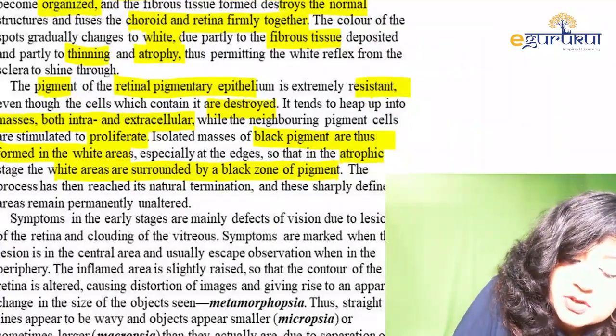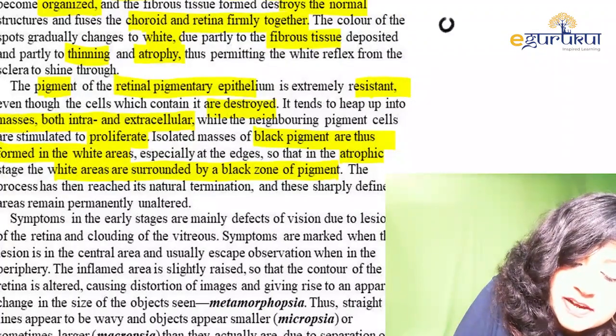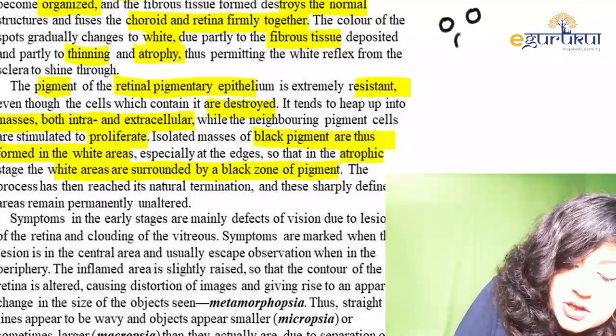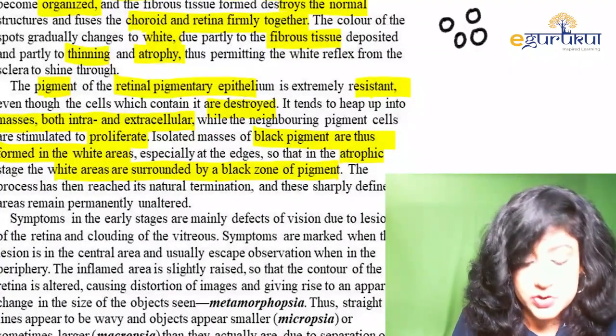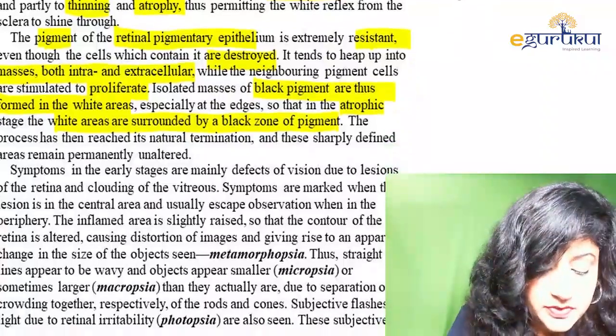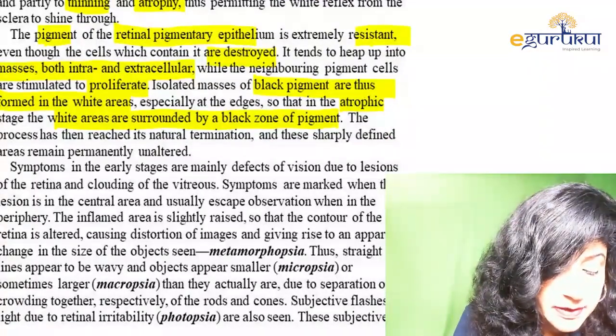In the atrophic areas, you will have whitish areas with black areas of the pigment like this. They will be something like this because the RPE layer is resistant to the atrophy. The process has then reached its normal termination and is sharply defined.